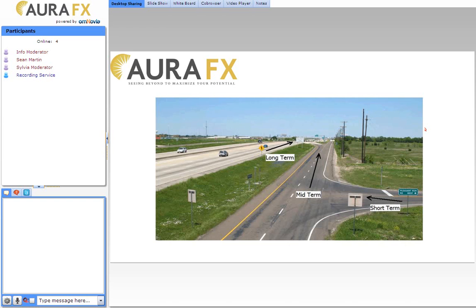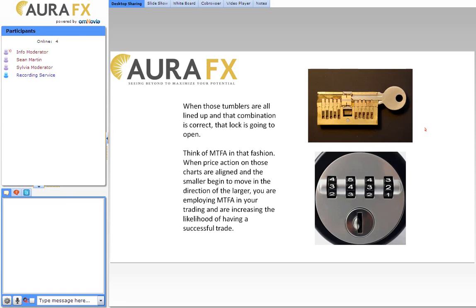When those tumblers are lined up, and the combination is correct, the lock is going to open. Until then, it's not. We want to think of multiple time frames in that same fashion. When the price action on those charts is aligned, and the smaller begin to move in the direction of the larger, you are employing multiple time frame analysis in your trading, and you're increasing your likelihood of success on the trade.